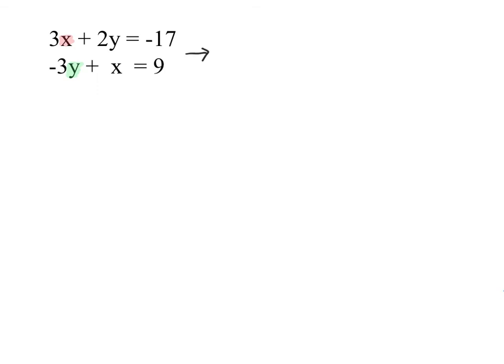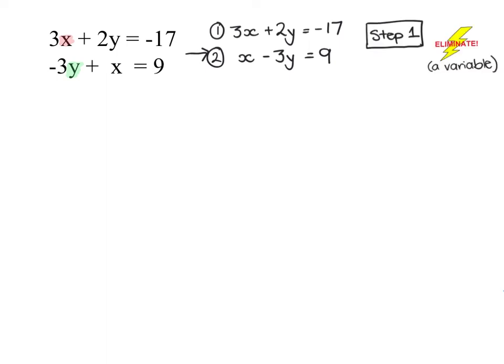So the first equation, number 1, I'm going to leave it as it is. So it's going to be 3x plus 2y is equal to negative 17. Okay, now let's write the equation 2, but I need to write the x first. So x will go right here, and then the minus 3y will go next, and then is equal to 9. So the x's are aligned and the y's are aligned.